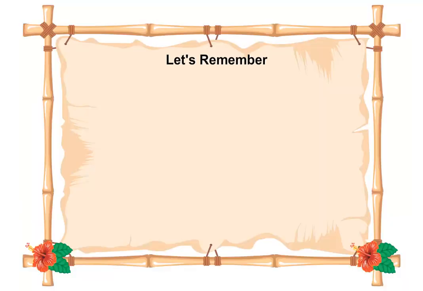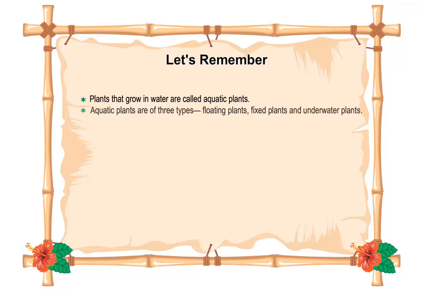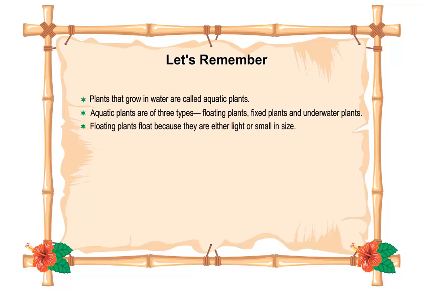Let's remember. Plants that grow in water are called aquatic plants. Aquatic plants are of three types: floating plants, fixed plants, and underwater plants. Floating plants float because they are either light or small in size. These plants protect small water animals from the heat of the sun.